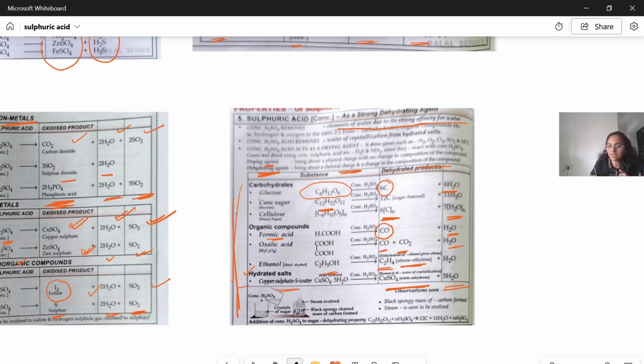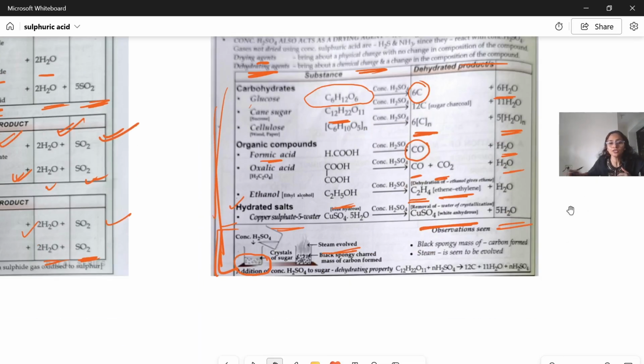Just have a look at this last thing that we have taken over here: crystals of sugar. Look, in this beaker we have taken crystals of sugar. We have added concentrated H2SO4. So what will we get? Look at the reaction. In the reaction we get only carbon and water is removed. Steam is evolved because it is removing all the moisture, the elements of water, and what we get is a black spongy charred mass of carbon. Only a black spongy charred mass of carbon is remaining here. So we can say that it has a strong dehydrating property.